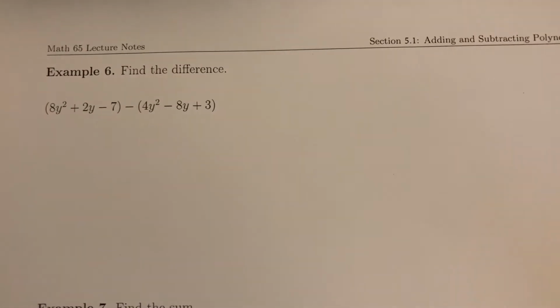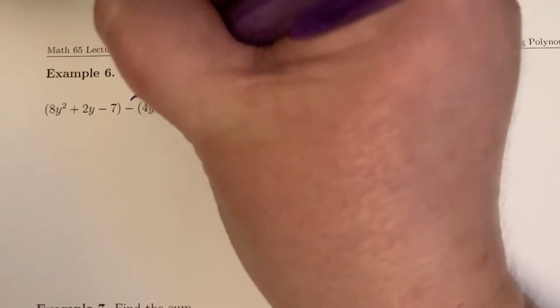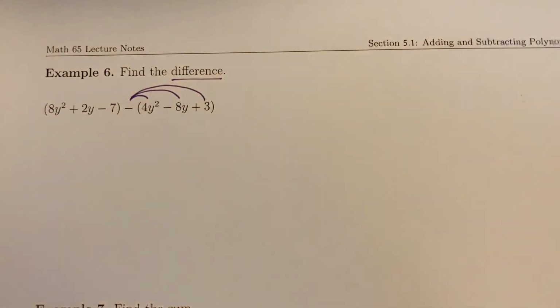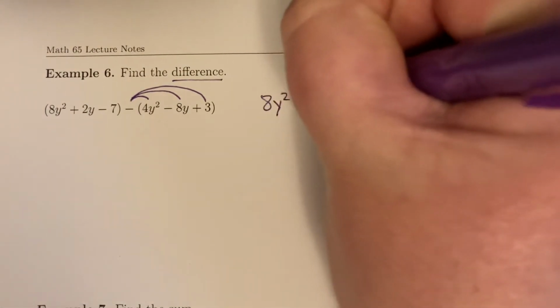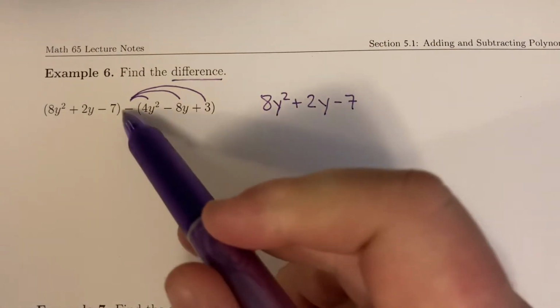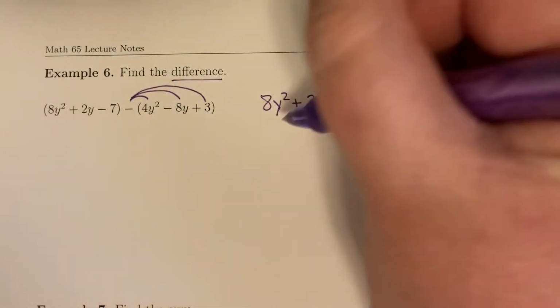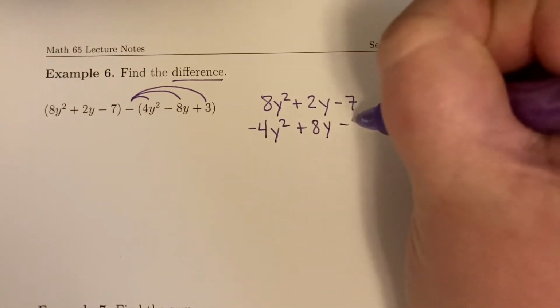It says find the difference. Difference means subtraction. And for these problems, what that means is you need to distribute this minus sign into the parentheses. And I need to see a step of work for that. The addition problems, if you can do them in your head, great. But with subtraction, I need to see at least one step of work. So this is 8y squared. The first polynomial doesn't change, 2y minus 7. And then we need to distribute. So it becomes minus 4y squared plus 8y, then minus 3.